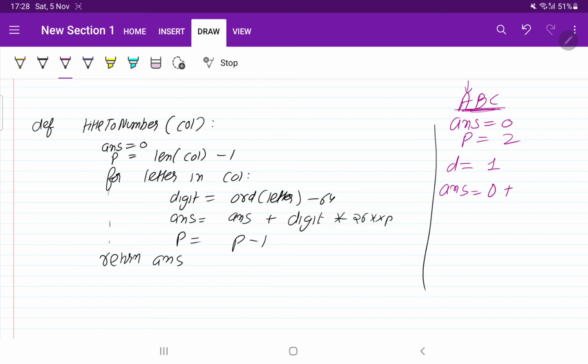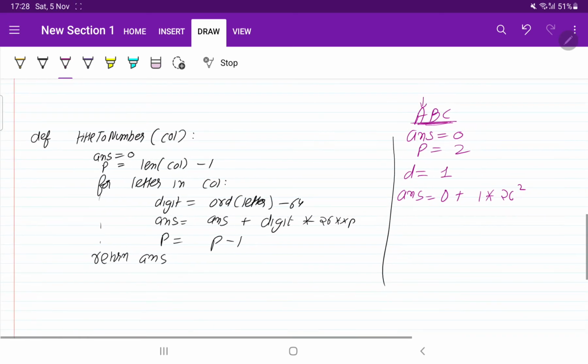So 0 plus digit is 1 multiplied by 26 to the power 2. Okay, so in the answer we will have this. Now what will happen? The power will be reduced by 1, so the power now will become 1.